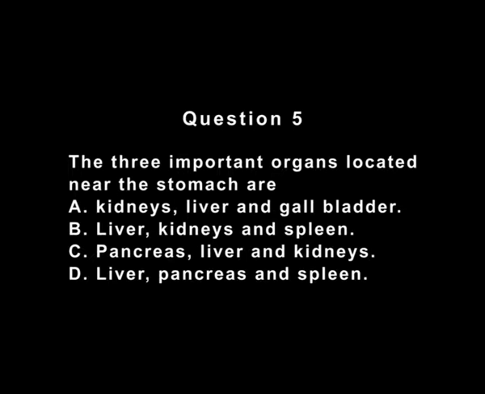Now, around the stomach, the kidney is far from the stomach. It's at the lower abdominal tract, near the urinary bladder. So kidney is out of it. Now, gallbladder is inside the liver. B. Kidney is also mentioned, so B is out of it. C. Pancreas by the duodenum, liver, and kidney. Again, kidney is mentioned for C, so C is out of it. So D, liver, pancreas, and spleen. The answer is D.